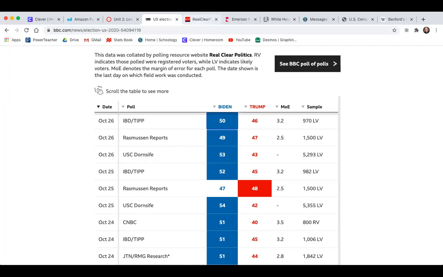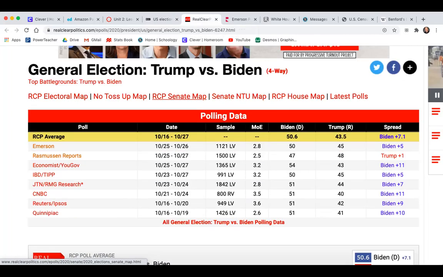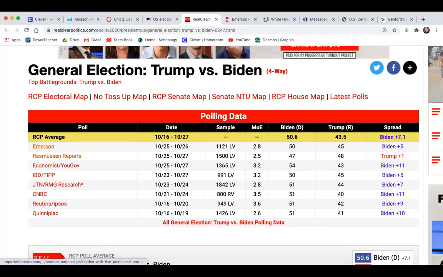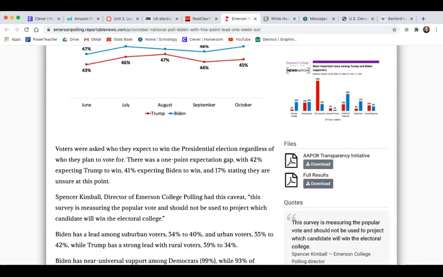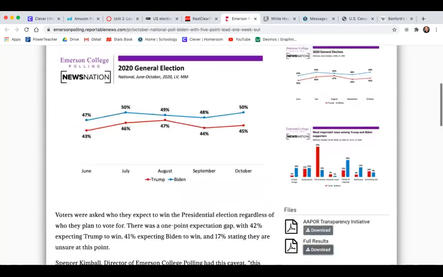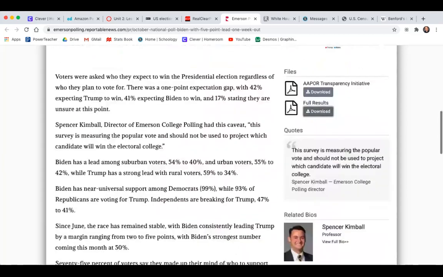Anyhow, what I did from here was go to Real Clear Politics, which is another good website for looking at polls. And then this Emerson poll that was conducted October the 25th and 26th, they sampled 1,121 likely voters, and again found that 50% support Biden and 45% support Trump. So a lot of things go into conducting a sample. I went to their website to look more into their methodology on how they conducted this poll. Pretty interesting stuff here.